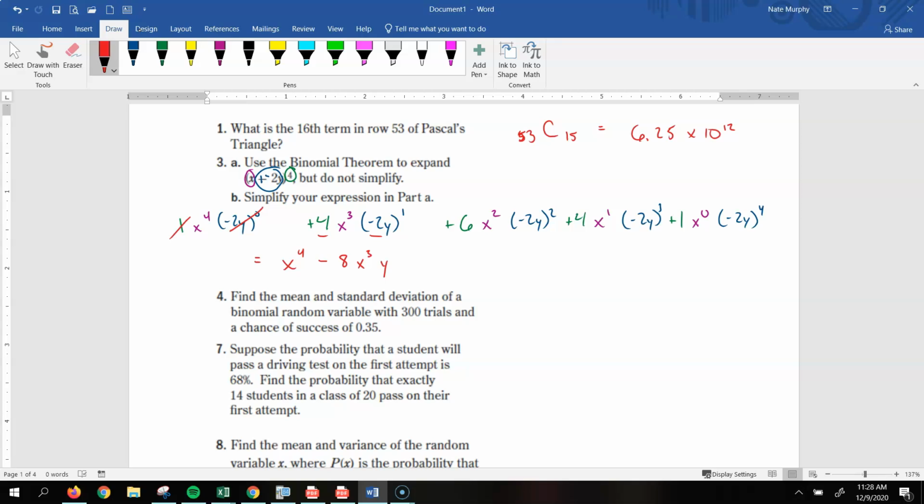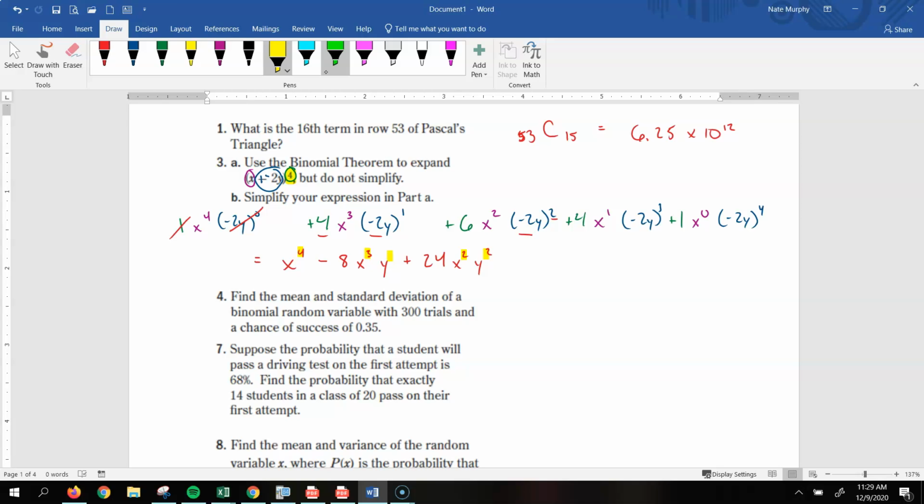All right, looking at the next term, we'd have negative 2, but we have to square that. Negative 2 squared is a positive 4, and 6 times 4 would be a positive 24. So we'd have 24x squared, and then the y would also be squared. Notice as we go down here, in every term the degrees should add up to 4. So in the second term there, 3, and then that y has an exponent of 1.